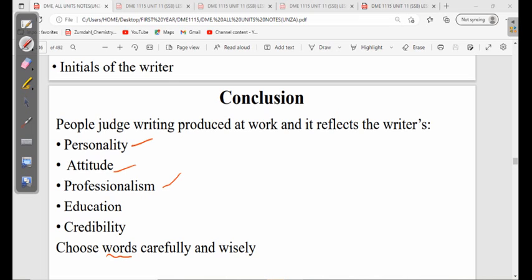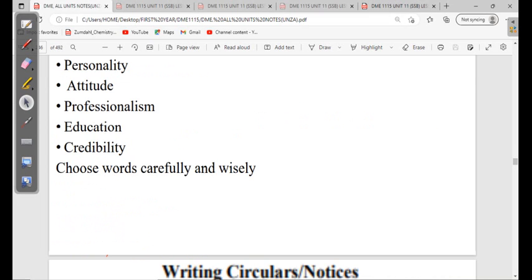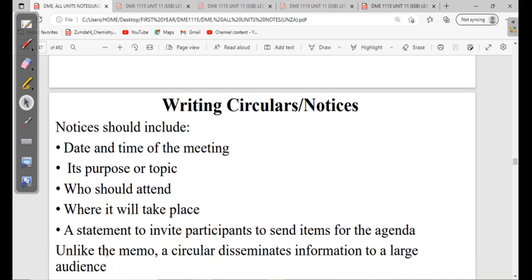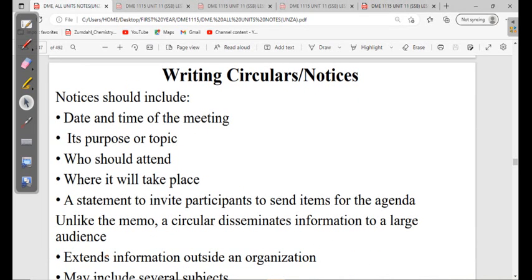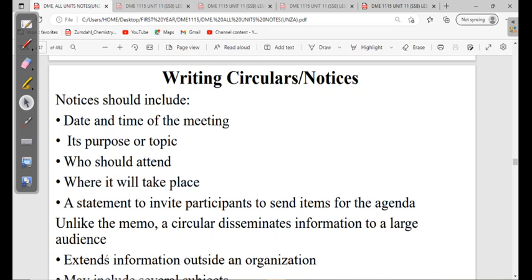So now let's also understand how you write circulars or notices. Notices should include the date and time of the meeting and also its purpose or topic. What is the purpose of that meeting? And who should attend that meeting? That is why notices are written.